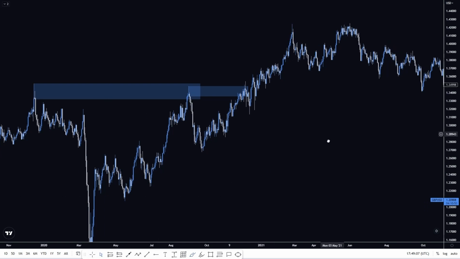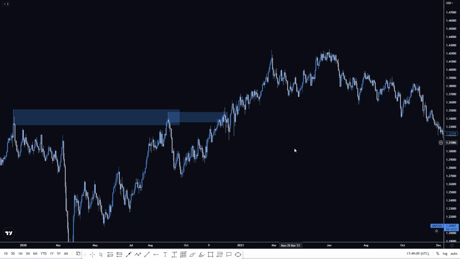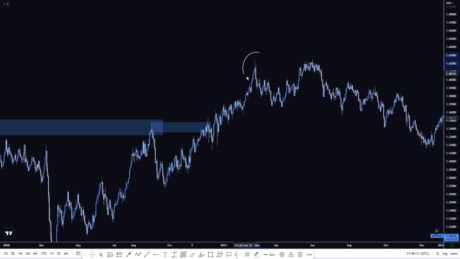So price continues to push up, okay. We push up, we're pushing higher. And eventually, okay, you can see that price does max out at these levels just in here.